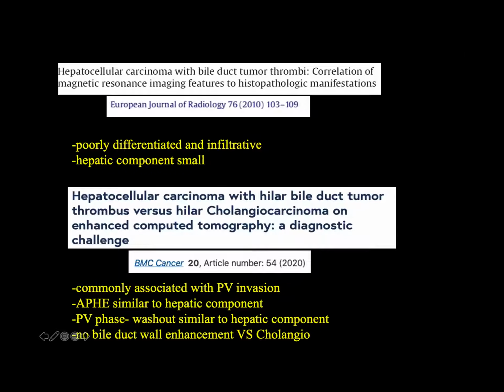They had a larger cohort, 58 patients with path-proven HCC going into bile ducts. So if there are enough cases, maybe this may be a nice point for research or something like that. And then, as Victoria rightly said, if there is a parenchymal component, both show a similar enhancement pattern, arterial phase hyperenhancement and washout.